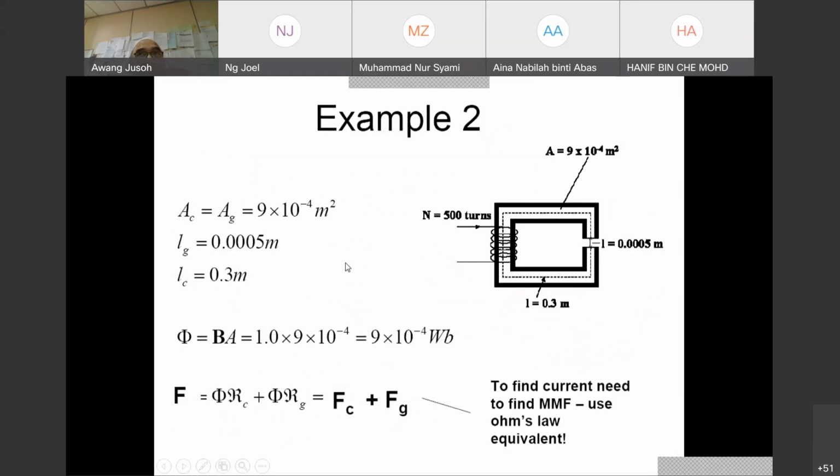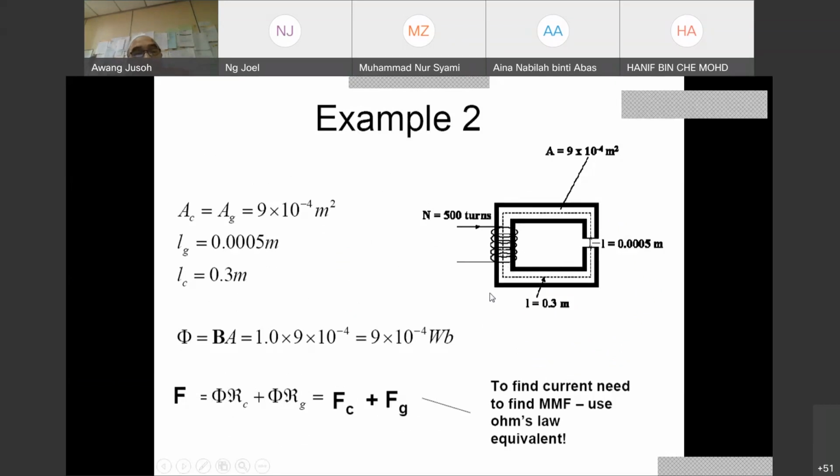If they give the data for mu, then you can use the formula for flux. You can use this formula, provided they give you the value for mu or mu R there. Otherwise, you cannot use this formula. You have to think the other way around.